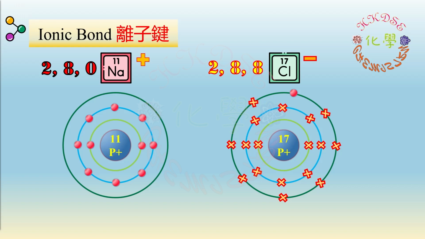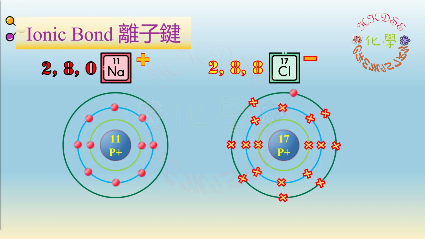The chlorine atom still contains 17 positive protons. However, the chlorine atom now has 18 negative electrons. This means that chlorine now has an overall 1 negative charge. We now call this a chloride ion. Both the sodium ion and the chloride ion now have a full outer shell.